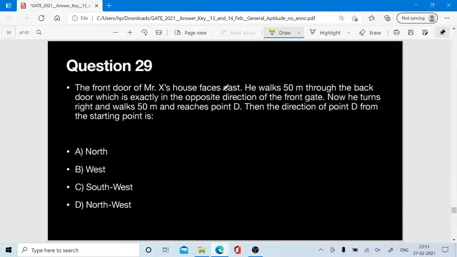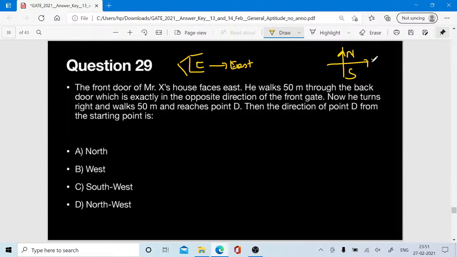Okay, so I will do this. The front door of Mr. X's house is facing east. This is your east. In the direction chart, you guys know north, south, east and west. He walks 50 meters to the back door. His front door is facing east, but Mr. X is a different person. He is like, no, I won't walk east, I will walk from the back door. So he is walking 50 meters to the west.